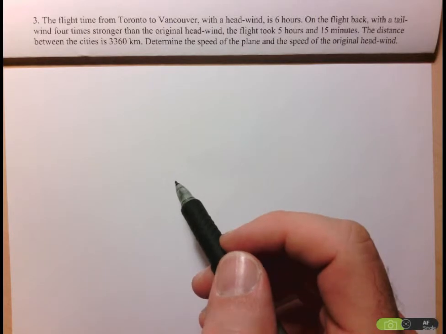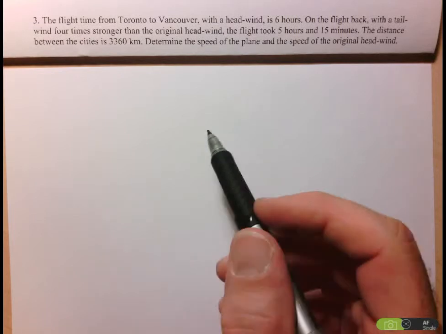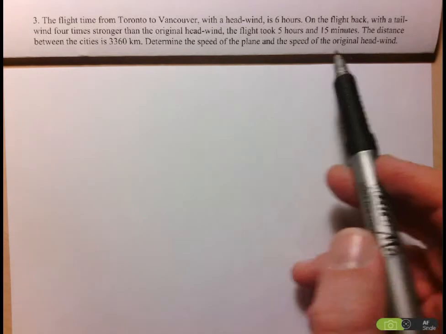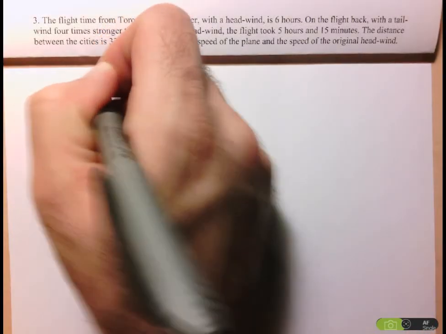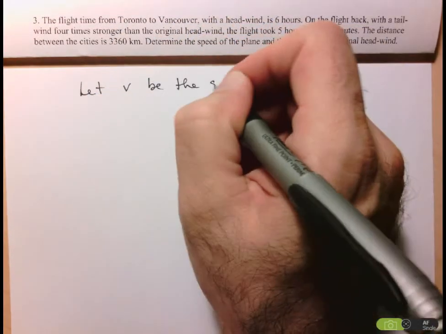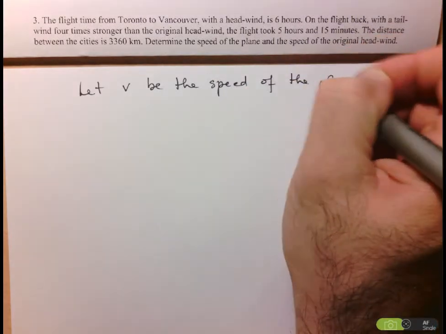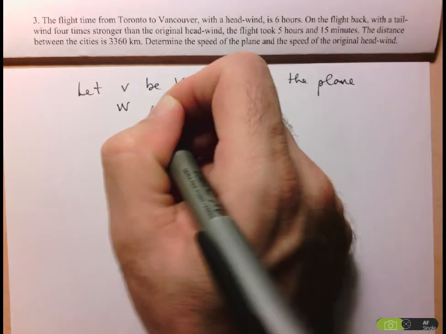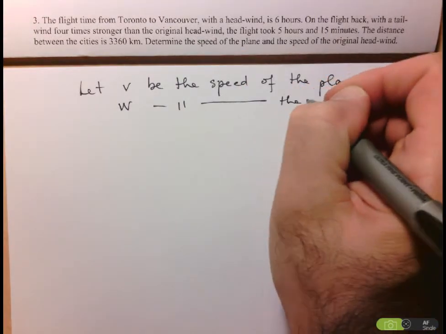Okay, so let's start by defining our variables, and as is often the case, the key to defining the right variables is in the question itself. They're telling us what it is we need to determine. So we'll say let v be the speed of the plane, and we'll say w will be the speed of the original headwind.